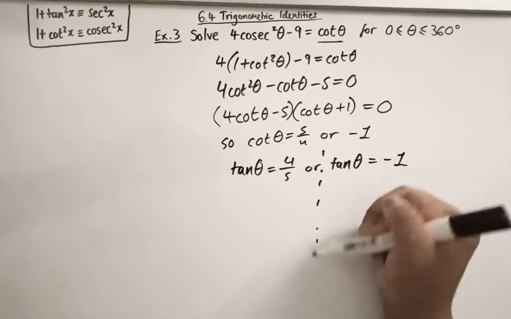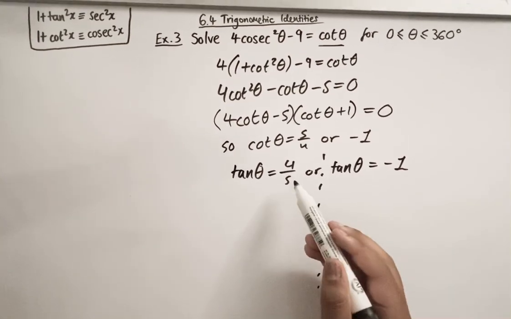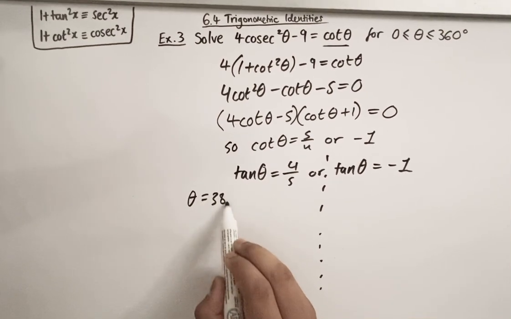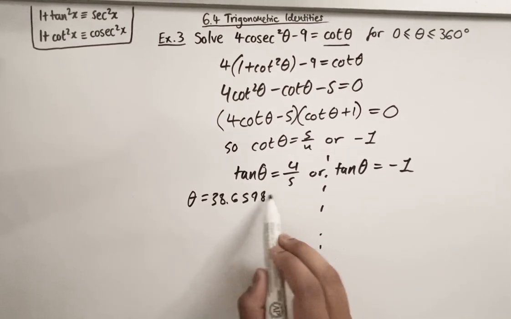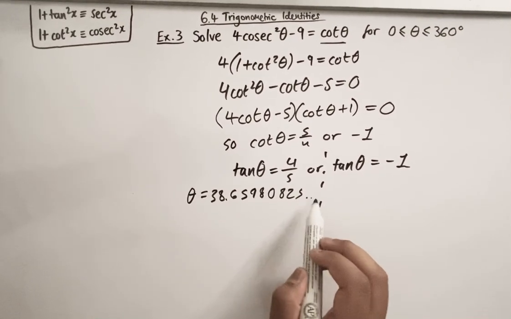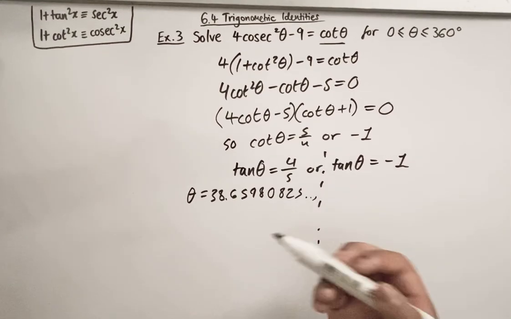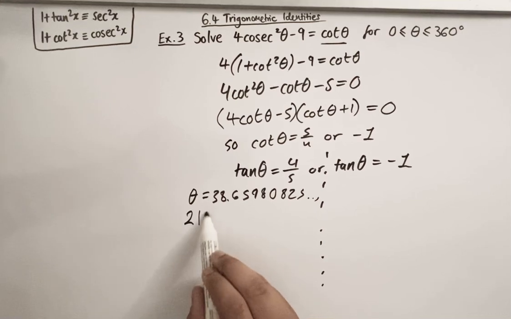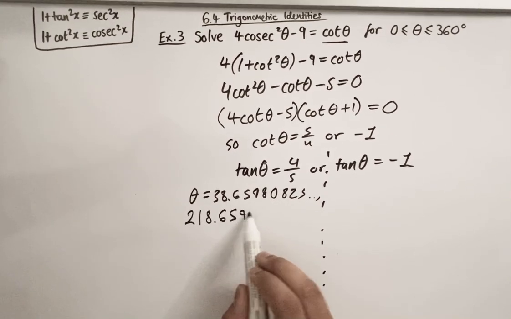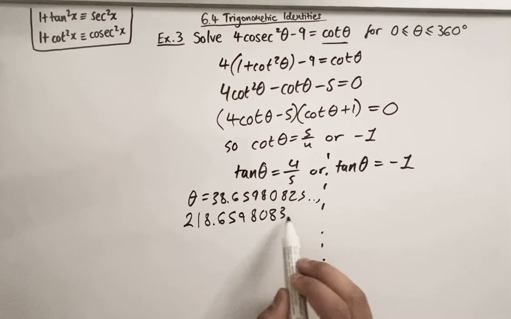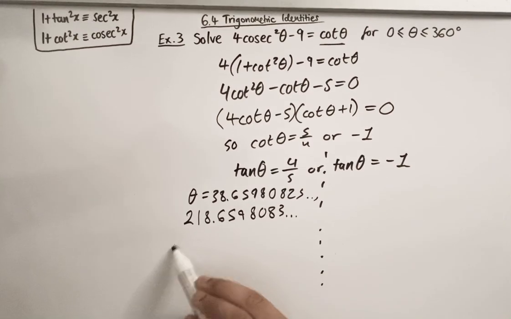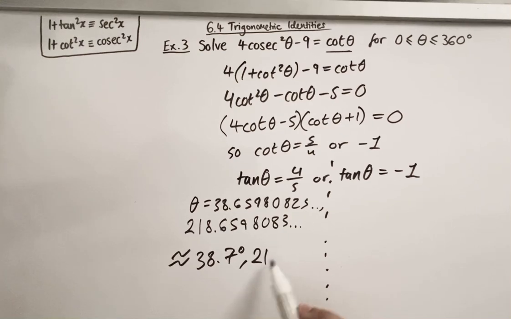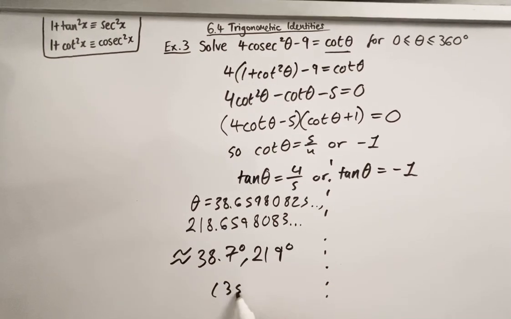Let's solve them separately. For tan theta equals 4/5, using your calculator, you can get theta is equal to 38.65980825, and so on. And because it has a period of 180 degrees, you can add 180, and you get your second value as 218.65980883, and so on. So they are around 38.7 degrees and 219 degrees to 3SF.